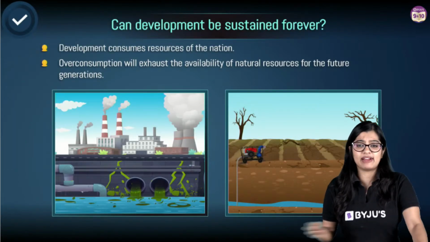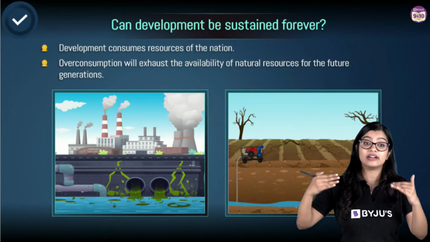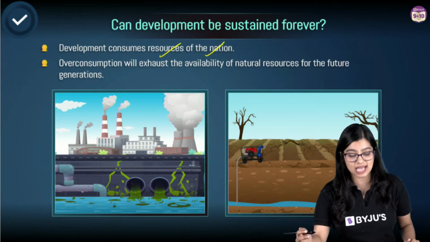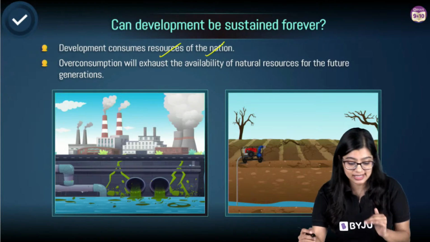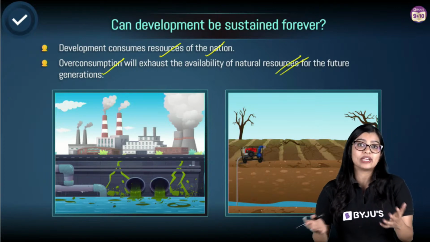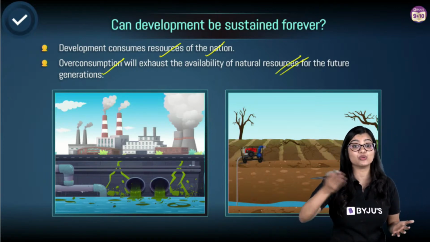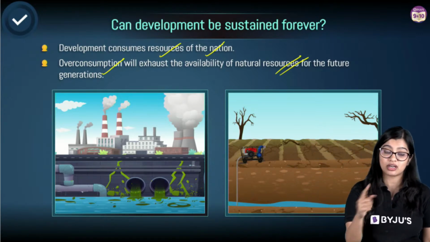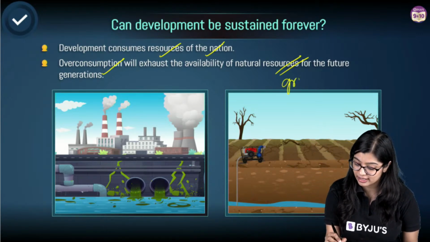And we know that when we talk about our country developing, during development resources are consumed, and overconsumption or overexploitation of these resources can reduce how many natural resources are there for our future generation. So here you'll have to explain with an example. Here you can give the explanation of groundwater, right?